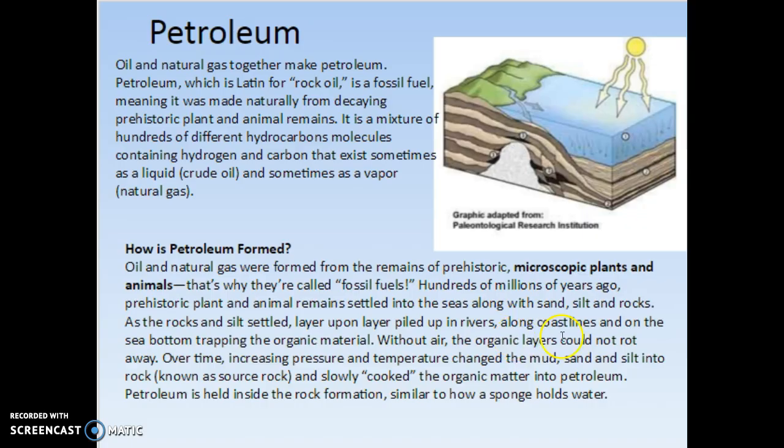Without air, the organic layers could not rot away. Over time, increasing pressure and temperature changed the mud, the sand, and the silt into rock, known as the source rock, and slowly cooked the organic matter into petroleum. Petroleum is held inside rock formations, similar to how a sponge holds water.